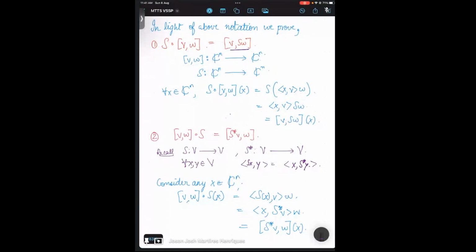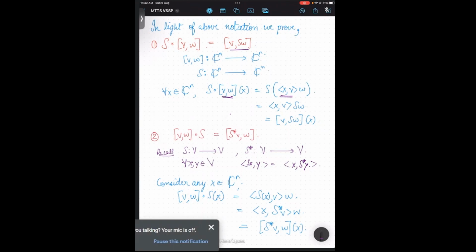Again, you just check this for every member of Cn. So S composed with the bracket of v comma w, on x, by the way we defined it, is going to be this. The bracket of v comma w is my notation for the rank 1 operator, which is going to act in this way. And when I act S on it, I know that this thing is going to be a scalar. So this thing comes out, and I have the inner product of x with v acting on Sw, which is precisely this by the earlier notation that we fixed.